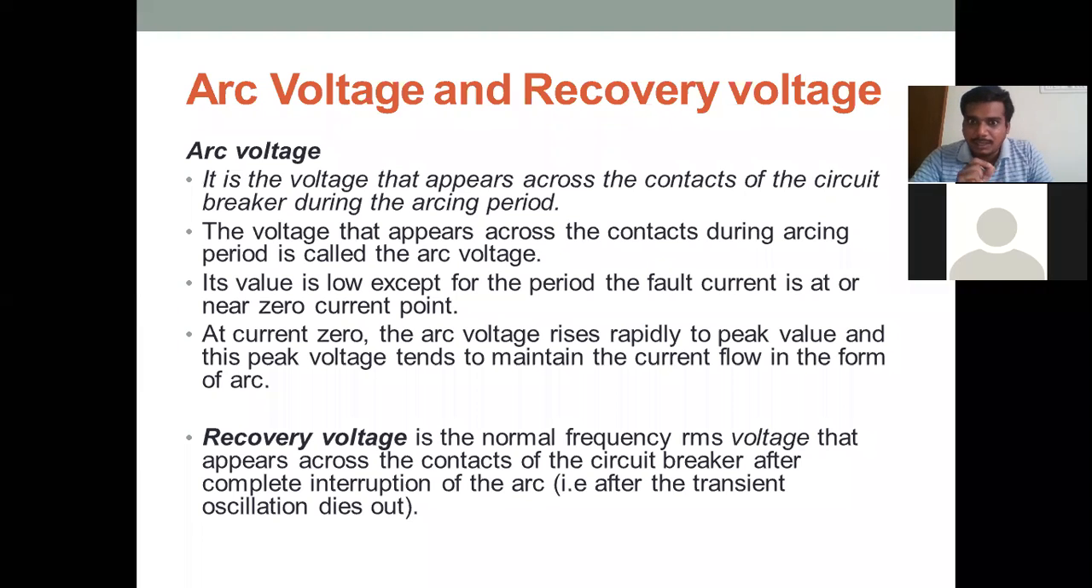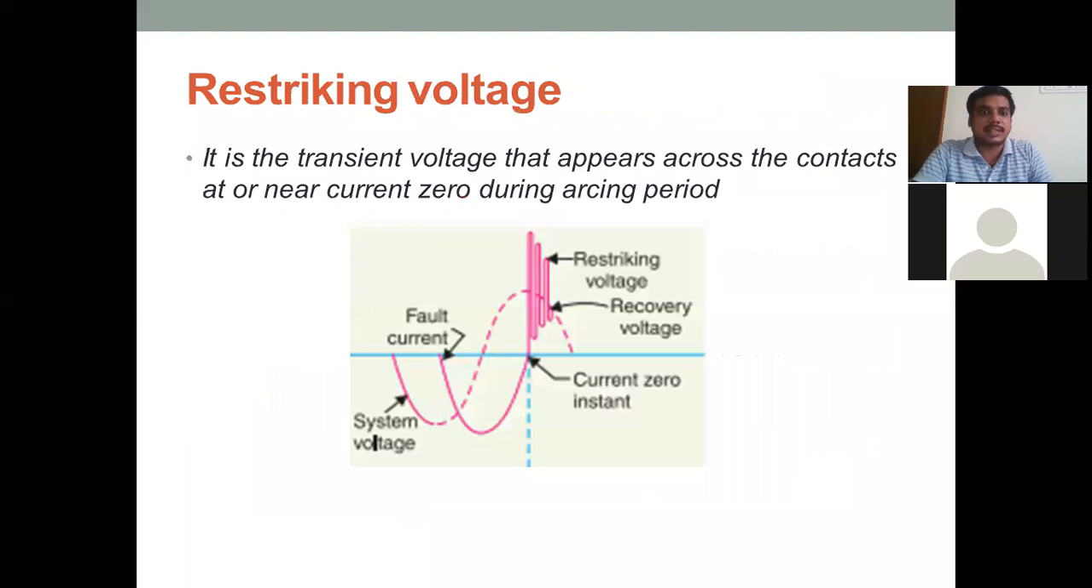After that zero point, the normal frequency RMS voltage that appears across the contacts of the circuit breaker after completing the interruption of the arc is called the recovery voltage. Now you can understand with this diagram. So you can see this diagram. This is the system voltage. This is the normal sinusoidal voltage. This is the system voltage.